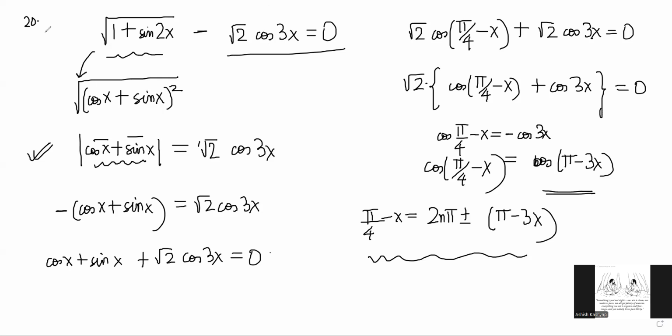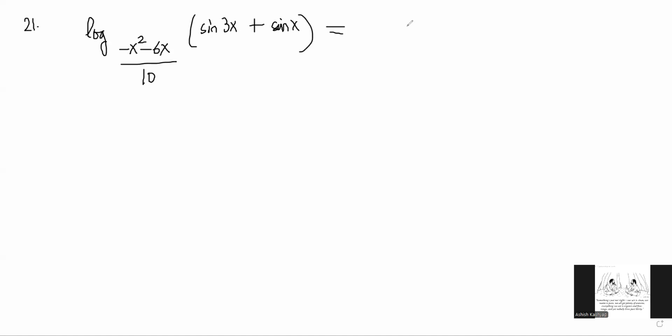Question 21, has anybody done? Yes. Okay. The equation is solve log of the base is minus x square minus 6x by 10, and the thing inside is sine 3x plus sine x, is equal to log of the same base, minus x square minus 6x by 10, of sine 2x.